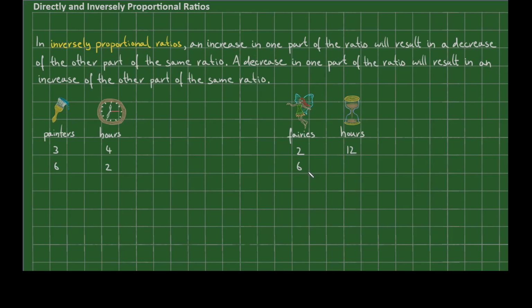Well, considering that I have more people, or in this case fairies, doing the work, it should take them less time. The number of fairies has been increased by a factor of 3, therefore the time taken should be decreased by a factor of 3. 12 divided by 3 would give me 4. And therefore 6 fairies should manage to mark the same number of assignments in 4 hours.